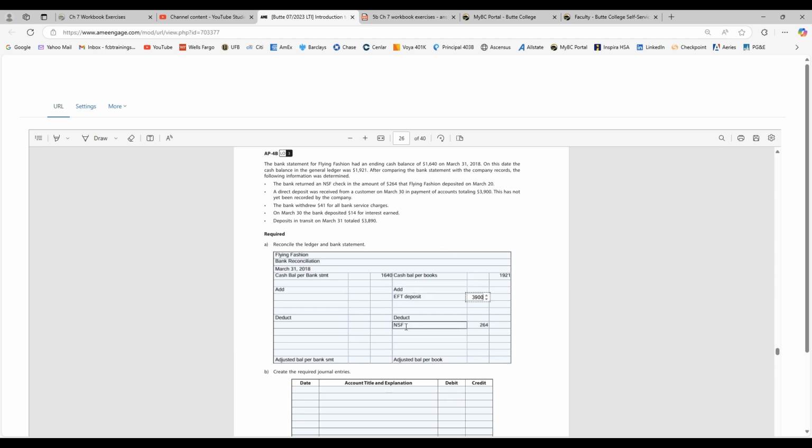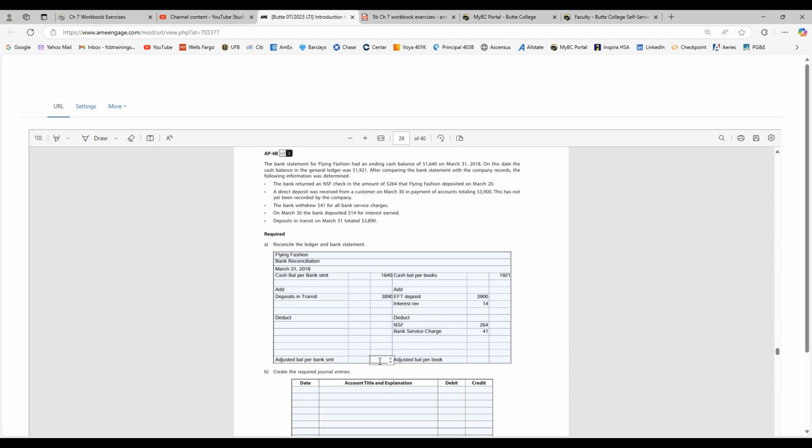What else? Bank service charge, and that was $41. Bank deposited $14, so we got some interest revenue, and that was $14. And we had some deposits in transit that have not yet hit the bank, and that totaled $38.90.